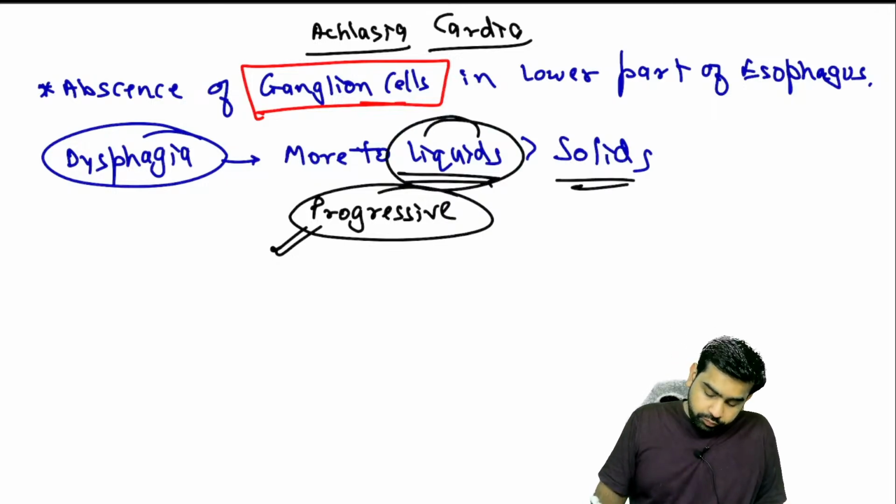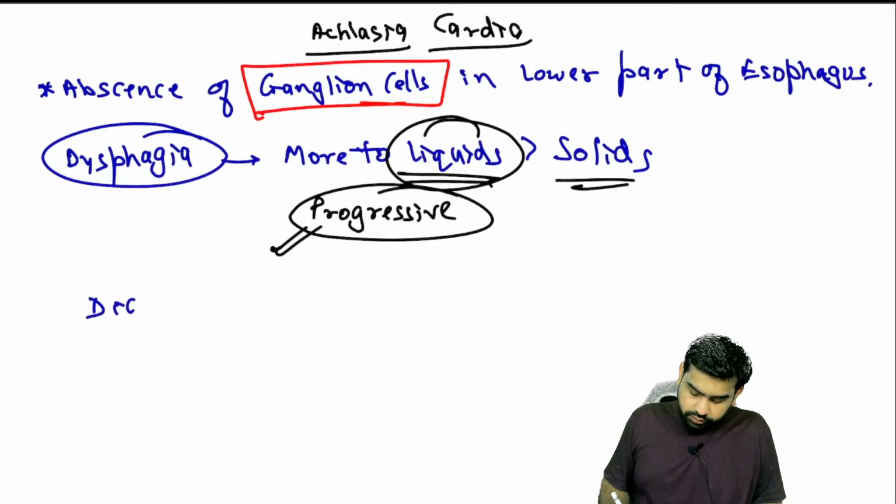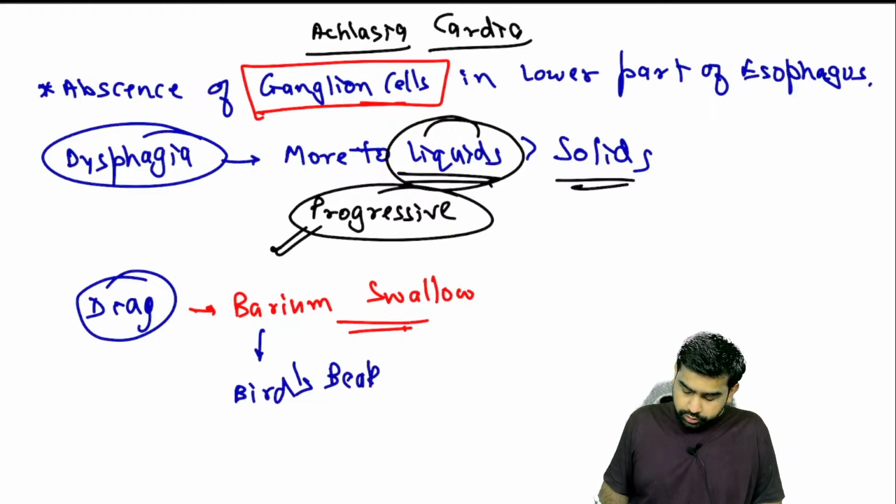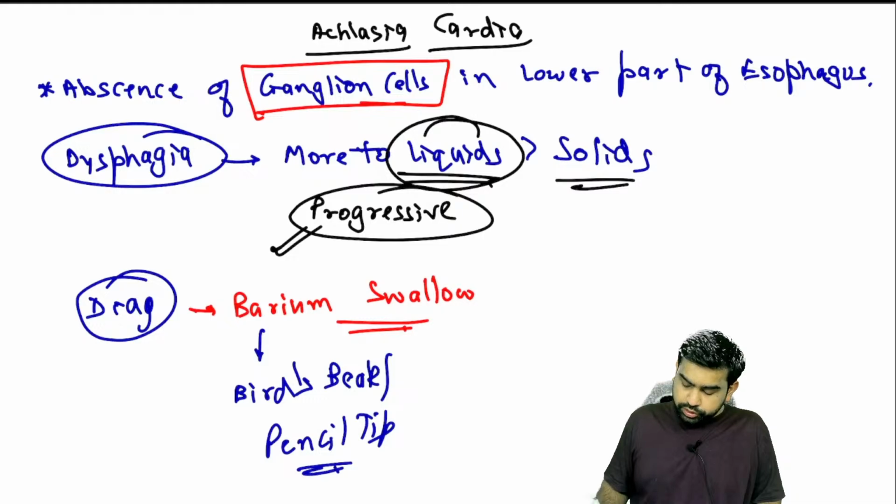Now for the diagnosis, what you can perform is a barium swallow. In the barium swallow, what are you going to get? You're going to get a bird's beak or a pencil tip appearance. This is what you're going to get in these patients on the barium swallow.